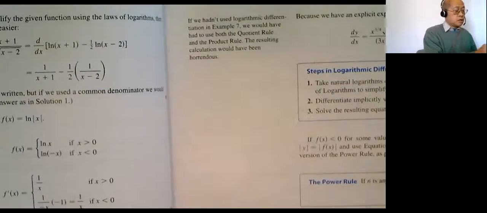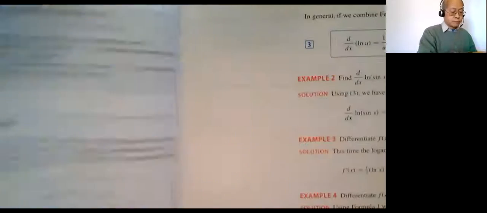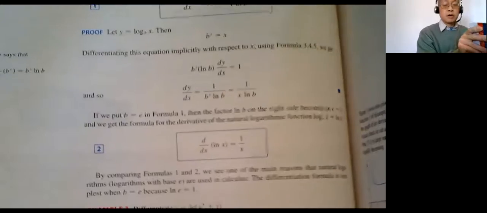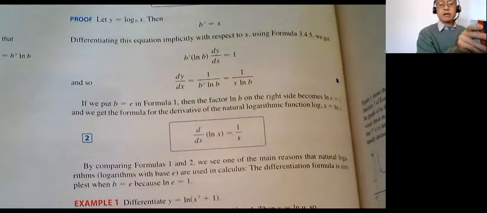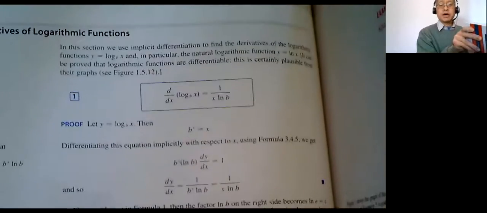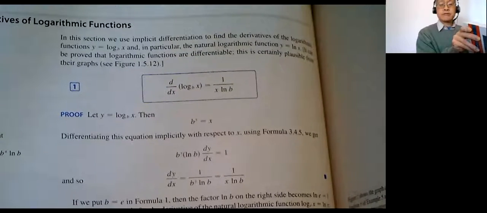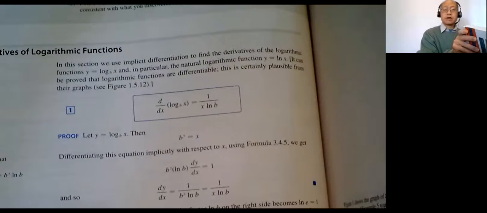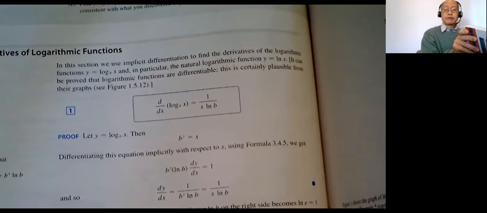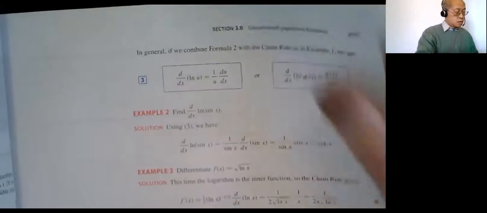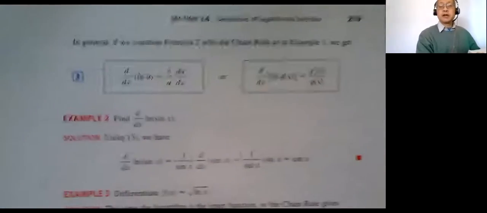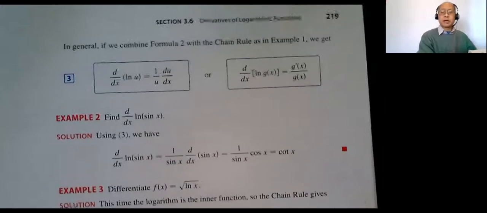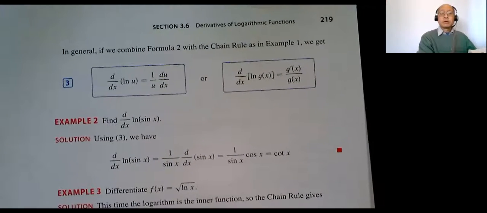Key things you want to put on your cheat sheet. On page 218, box 2, the derivative of natural log of x is 1 over x. If you have a different base, the derivative with respect to x of log base b of x is 1 over x ln b. So like if you have log base 10 of x, the derivative is 1 over x ln 10. So a little bit more clumsy. Of course, you can use ln with a chain rule.